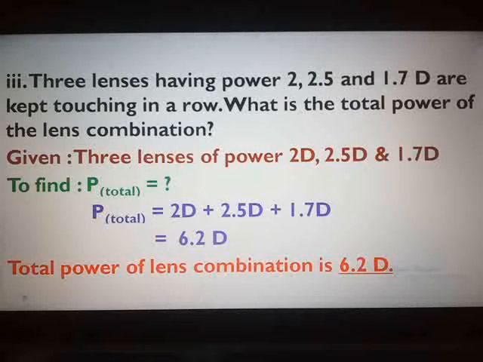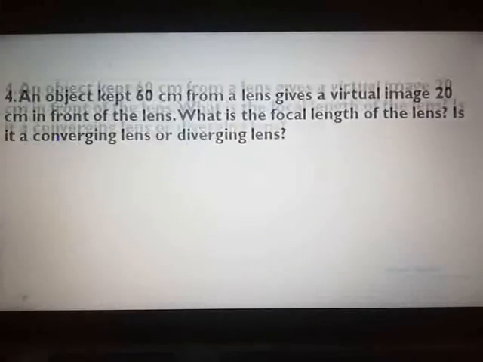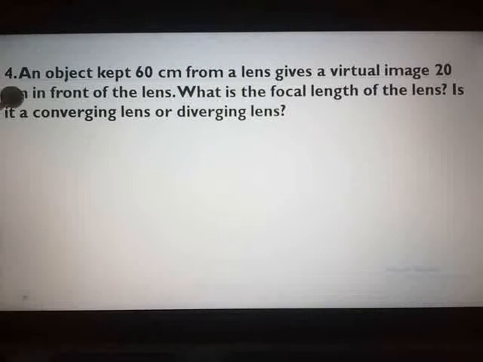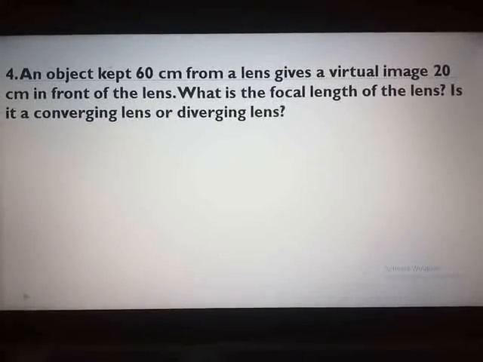Next, question number 8, the last numerical to end with this chapter. Then remain our activities. An object kept 60 cm from a lens. Distance of the object is 60 cm. Gives a virtual image 20 cm in front of the lens. What is the focal length of the lens? Here they have asked us to find the focal length. Is it a converging lens or diverging lens? Depending upon the value, whether you get it as negative or positive, you have to determine the type of lens.